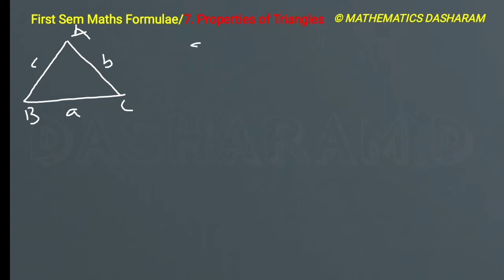Then here s, small s, equals (a + b + c) divided by 2. So that means half of the perimeter of a triangle. a + b + c means perimeter of a triangle, divided by 2 means half of the perimeter of a triangle.